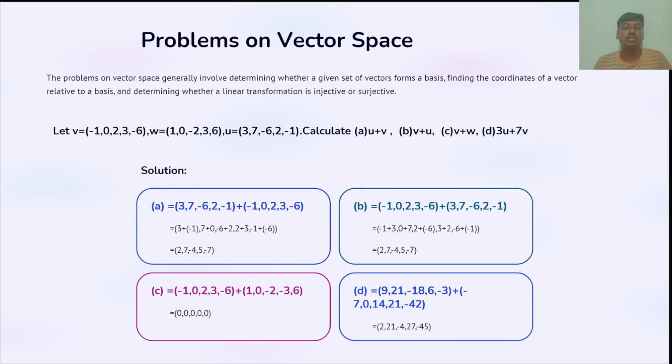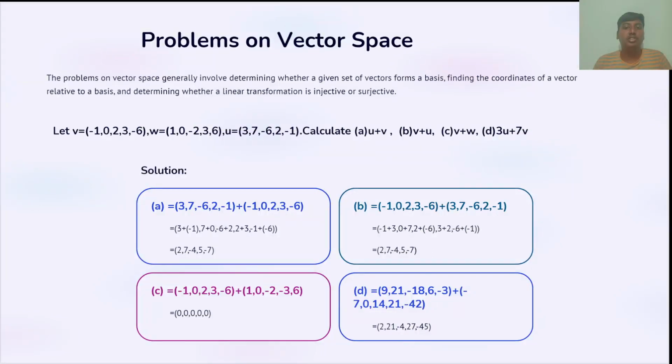Problems on vector space. The problems on vector space generally involve determining whether a given set of vectors forms a basis, finding the coordinates of a vector relative to a basis, and determining whether a linear transformation is injective or surjective. Example problem. Let V equals the set -1, 0, 2, 3, and -6.